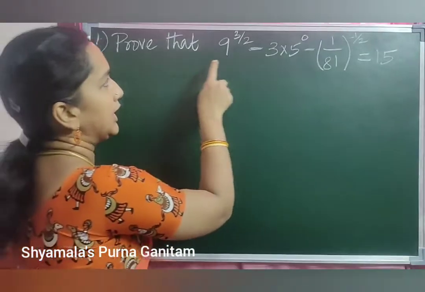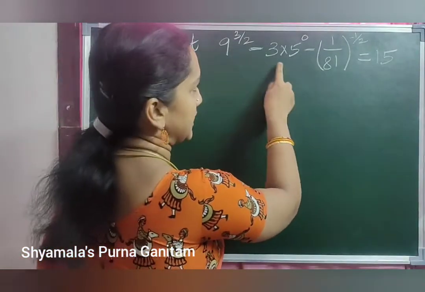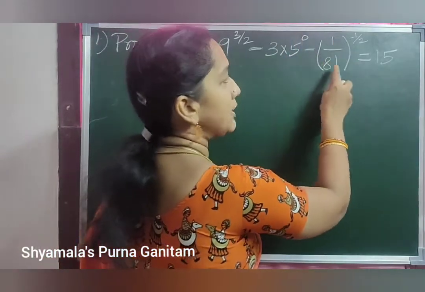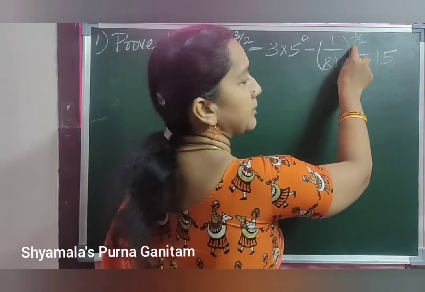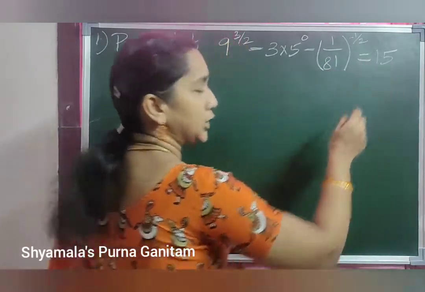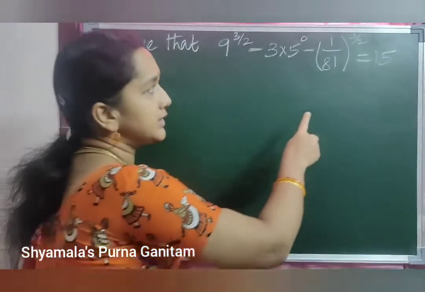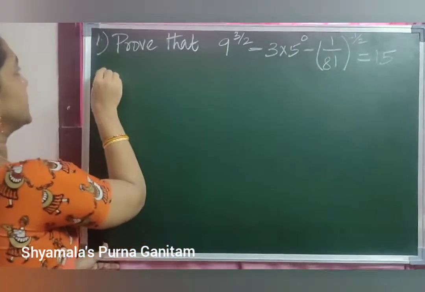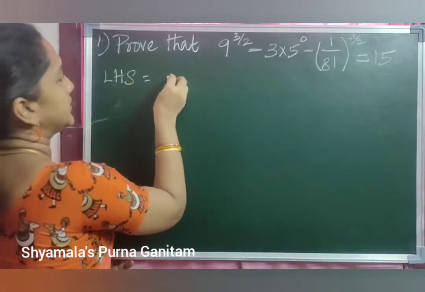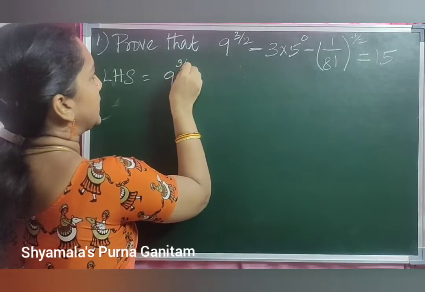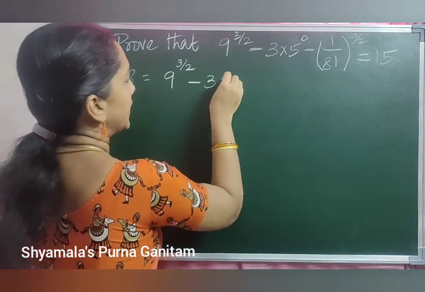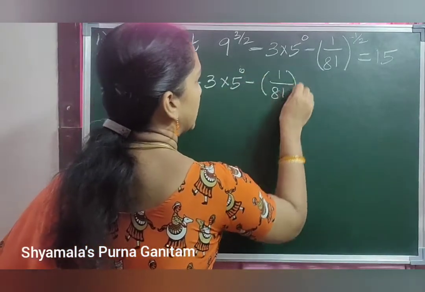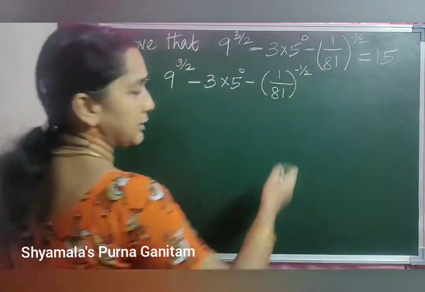First sum, prove that 9 power 3 by 2 minus 3 into 5 power 0 minus 1 by 81 whole power minus 1 by 2 is equal to 15. So when you are simplifying this LHS, you have to get RHS as 15. So LHS is equal to 9 power 3 by 2 minus 3 into 5 power 0 minus 1 by 81 whole power minus 1 by 2.